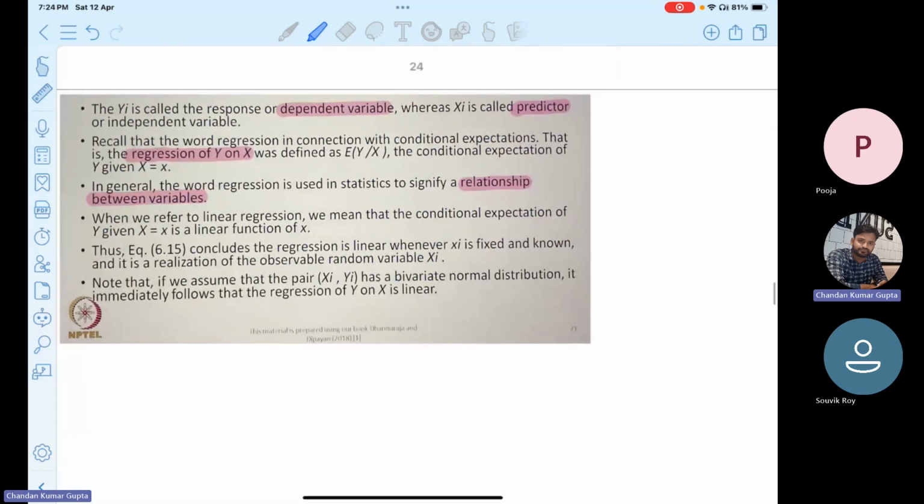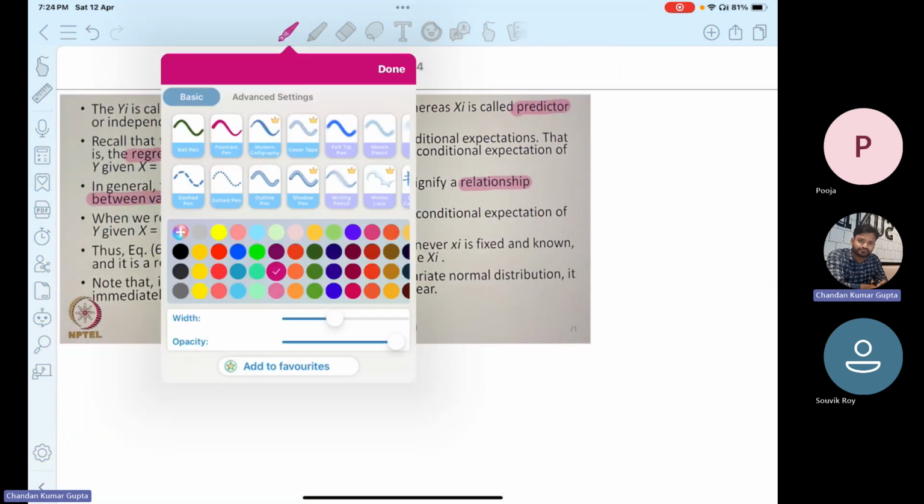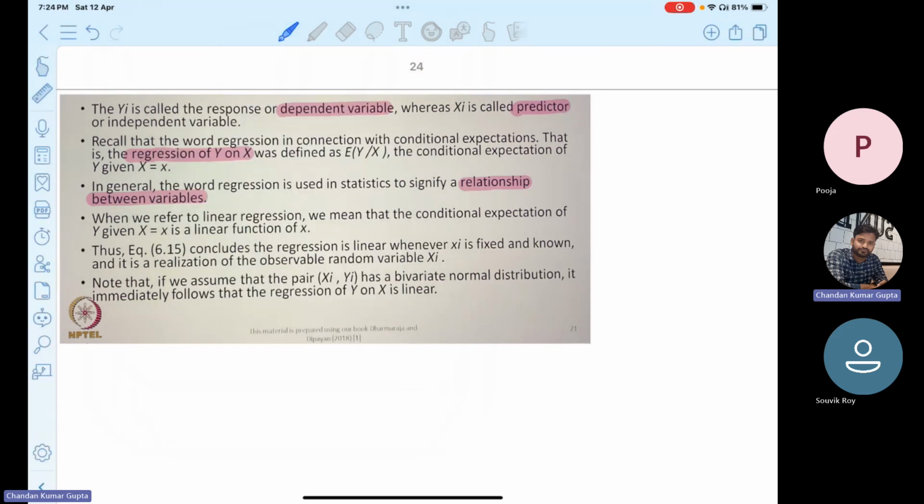Now the next point: here we have the dependent variable and the independent variable. yi is called the response variable.